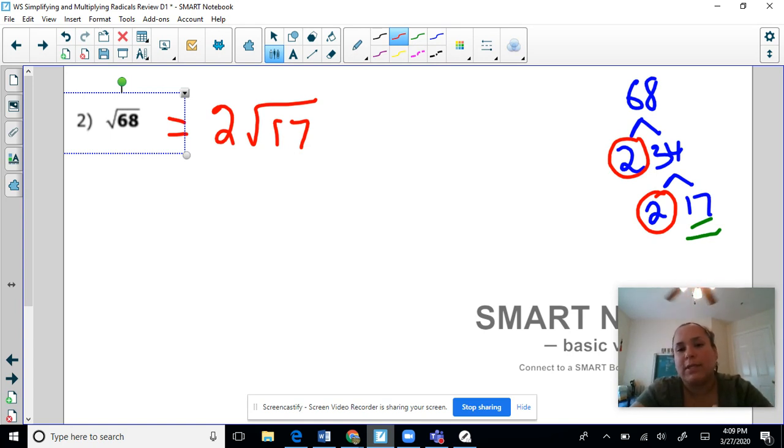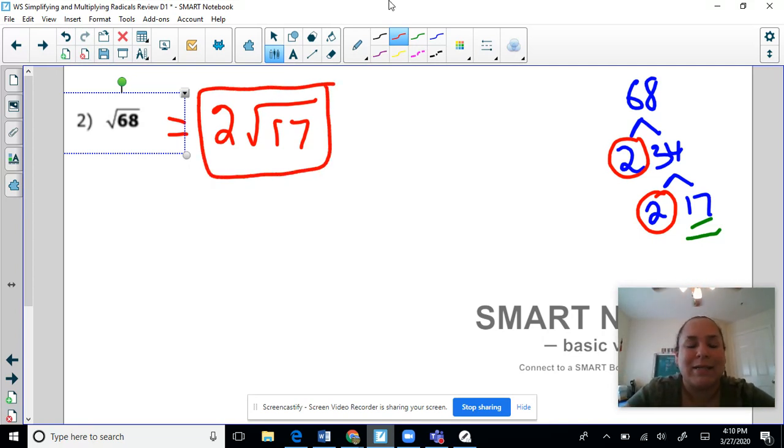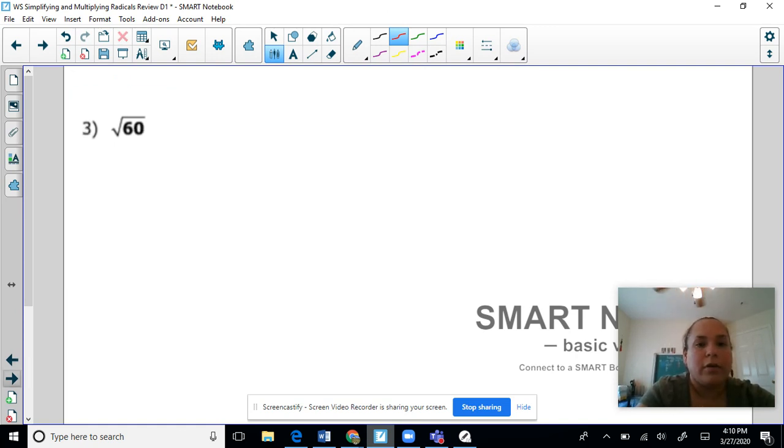If we broke down 17, we could only break it down to 1 times 17. So that lets us know that we're done. We've simplified, and our final answer is 2 square root of 17. This is its simplest radical form. Okay, let's try another. Here we have the square root of 60.